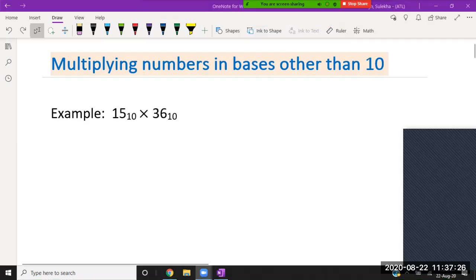So I hope all the things I have told in previous lectures are clear to you. In this lecture, we will go through a new topic, which is multiplying numbers, if your base is a random base. It can be base 10, 5, 7, 8, 9, 2, anything.